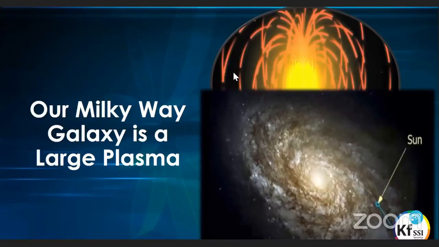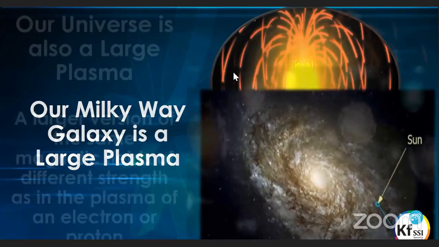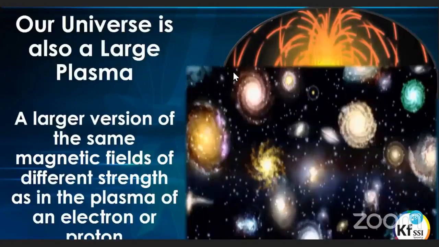Our Milky Way galaxy is also a large plasma. It can be viewed. And our universe is the same. It's just a larger version of the same magnetic fields of different strength as in the plasma of an electron or proton. So it's still the same interaction of the fields coming together to create what we see as our universe, or our solar system, or our sun, or our earth, or even ourselves, or the plants.